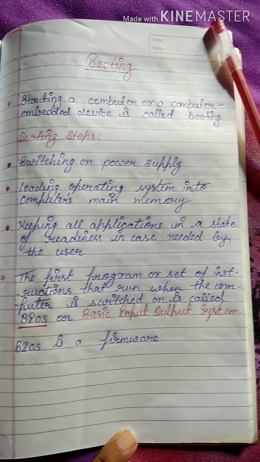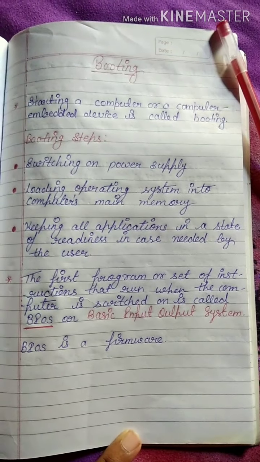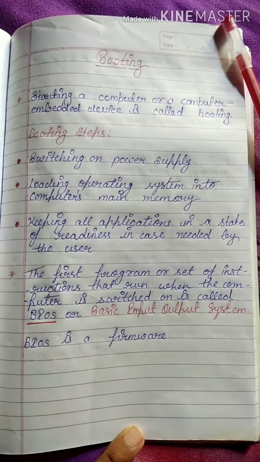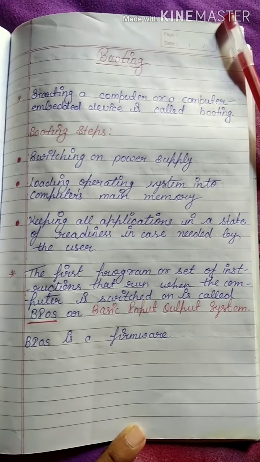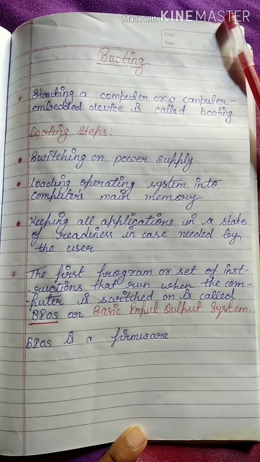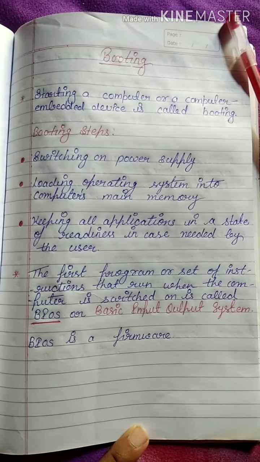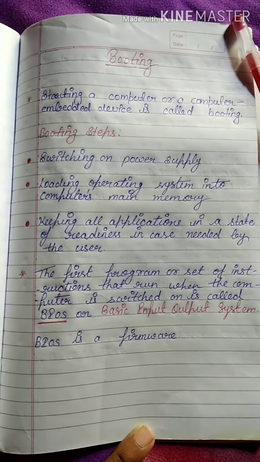BIOS is a firmware. Why is it called a firmware? Because, as I said, BIOS is a software that is residing inside the ROM, or the read only memory, of the computer. So it is basically a combination of both hardware and software. So this is called a firmware.